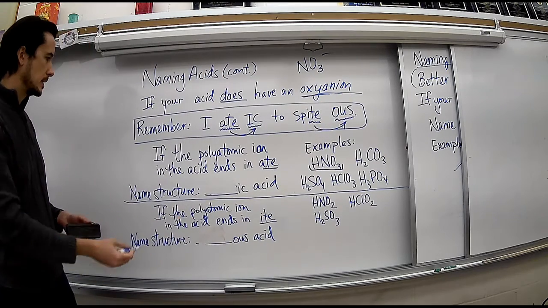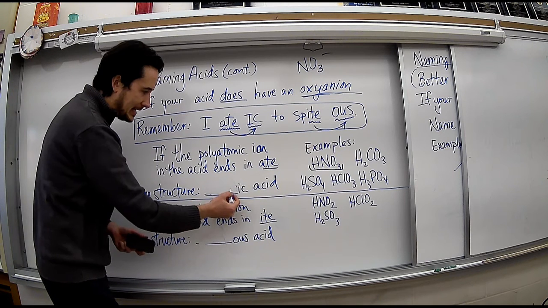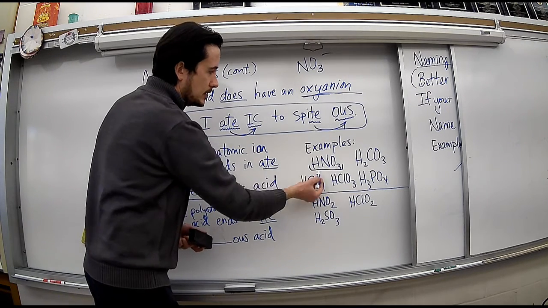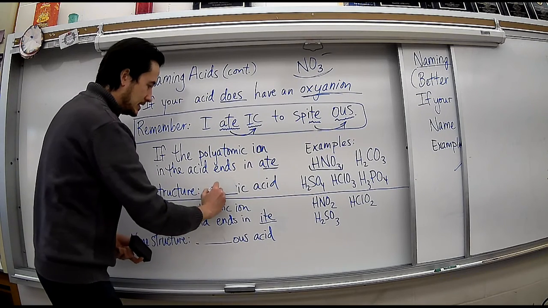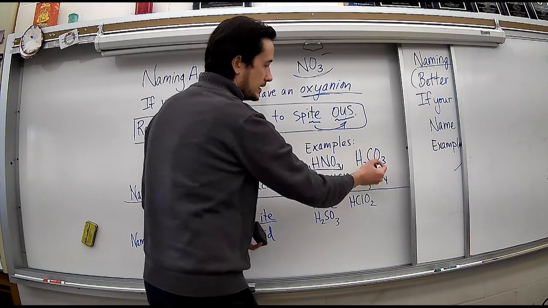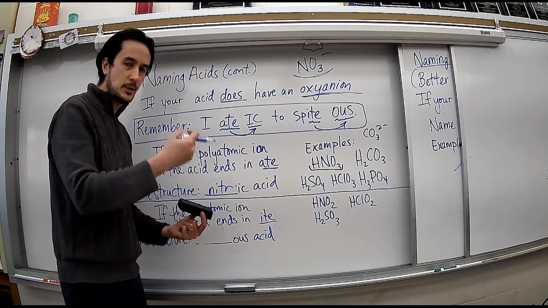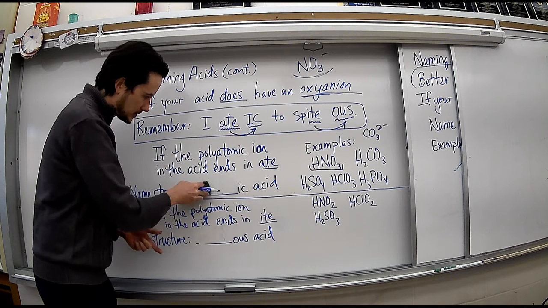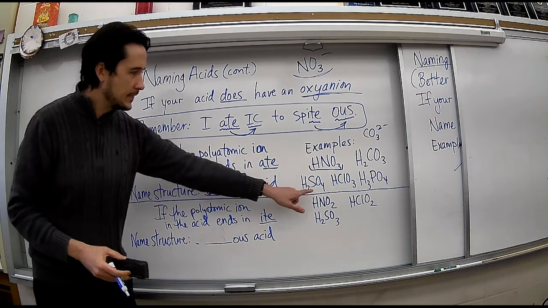And so here's your first part. If you have a polyatomic ion that ends in ate, your name structure will be blank-ick acid. So for example, HNO3. Well, the oxyanion is NO3 minus. It's called nitrate. So it's nitric acid. H2CO3. CO3 2 minus is called carbonate. So you get rid of the ate. And this is carbonic acid. Right? So this is the basic structure here. Carbonic acid.